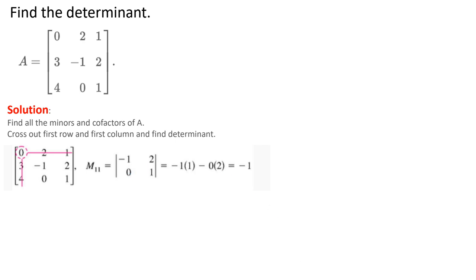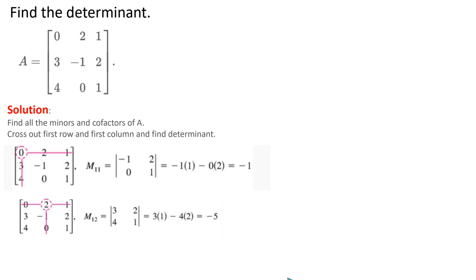So then we go to the next one. So I'm going to move over to the 2. I'm going to circle it. I'm going to cross out that row and that column. And so now this one's called 1, 2 because we crossed out the first row, second column. And if you notice, we're left with 3, 4, 2, and 1. So we do the same. 3 times 1 minus 4 times 2. So we get 3 minus 8 is negative 5.